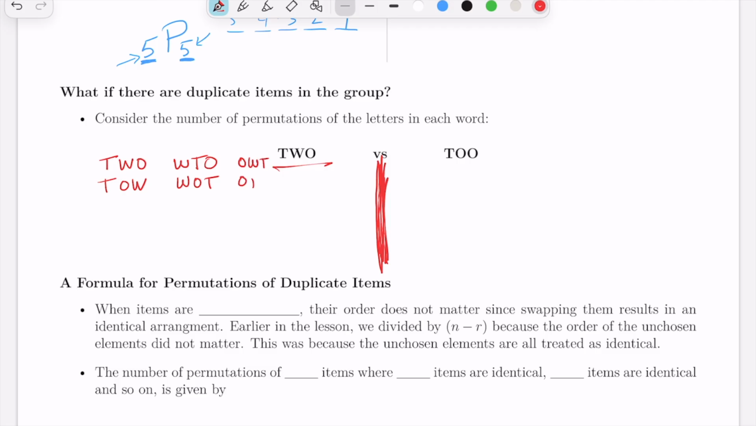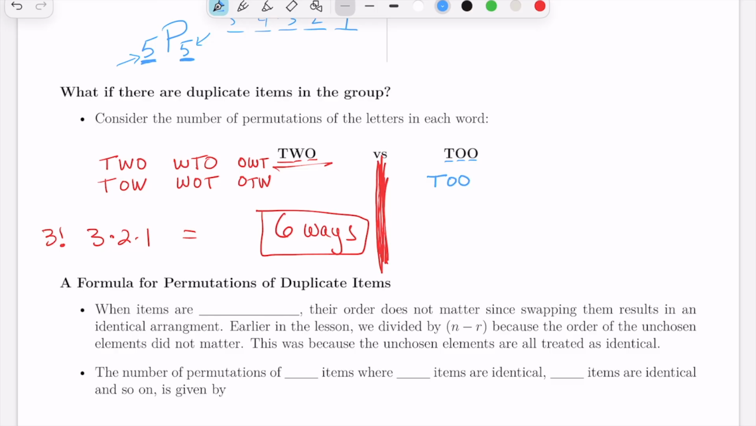OWT, OTW. So there's 6 ways to arrange that. And hopefully you thought of this and said, well, there's 3 letters, so 3 times 2 times 1 equals 6. That's easy. We've been doing this already. That's just 3 factorial.